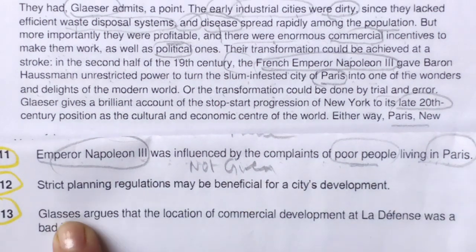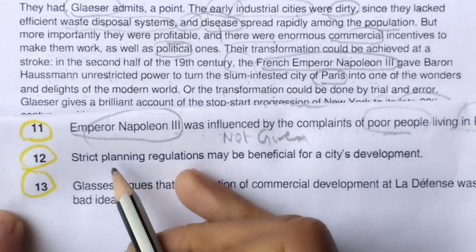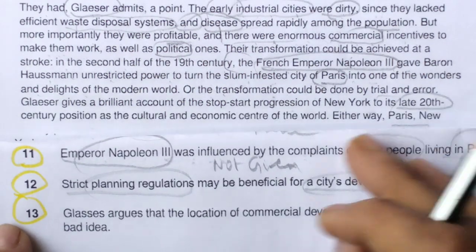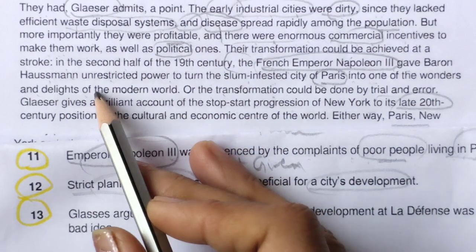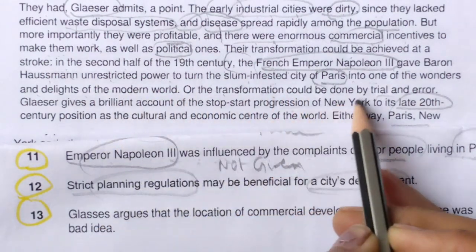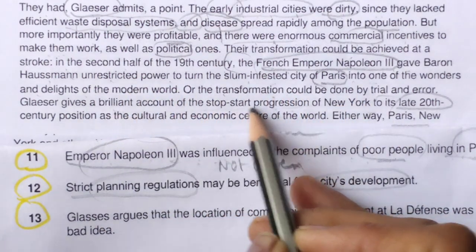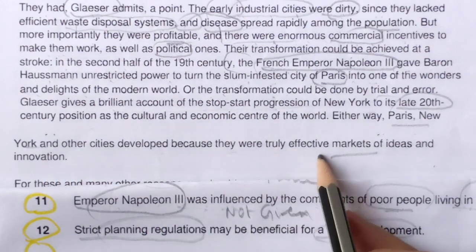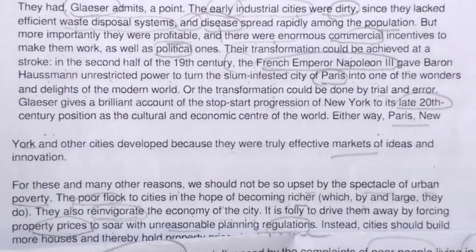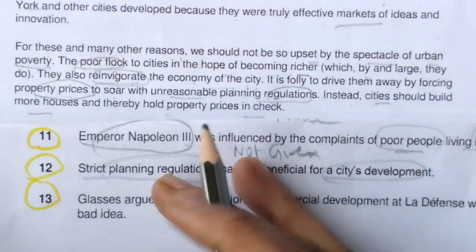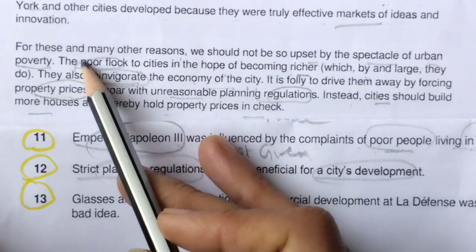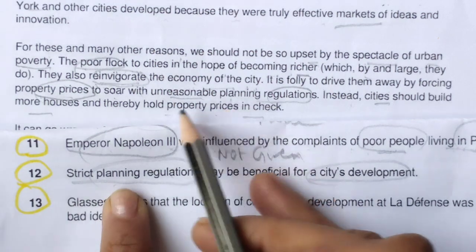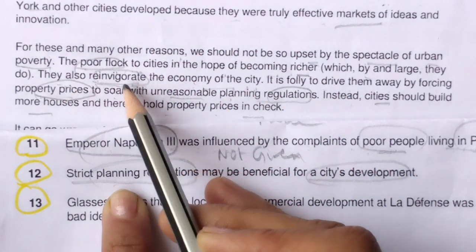Okay. Now 12th question. Strict planning regulations may be beneficial for city development. Okay. Planning regulations. Strict regulations. So I don't think so here. Okay. So next paragraph we can move. Strict planning regulations. Planning is here.